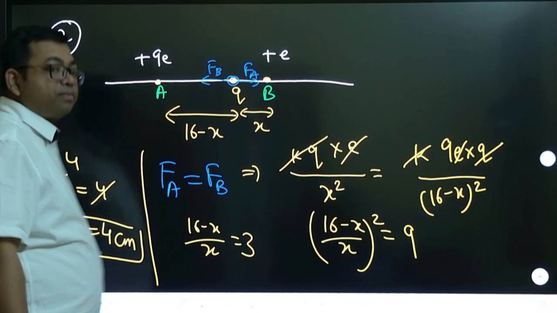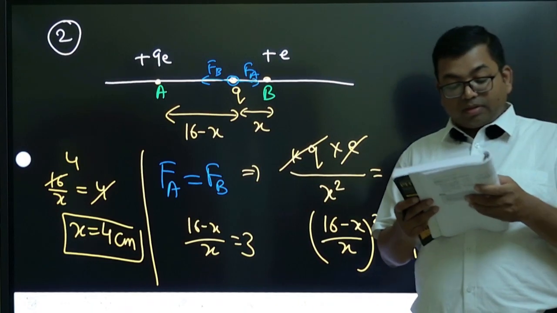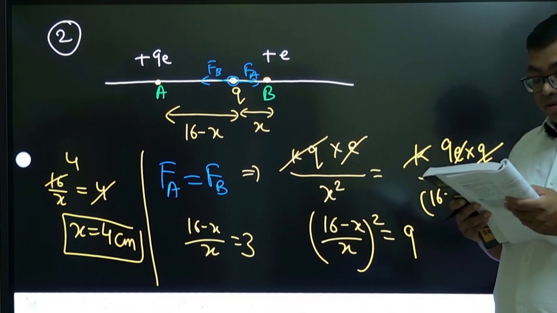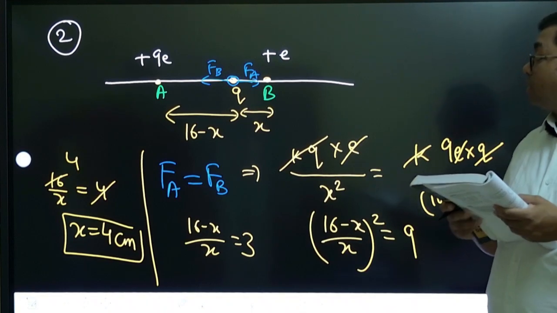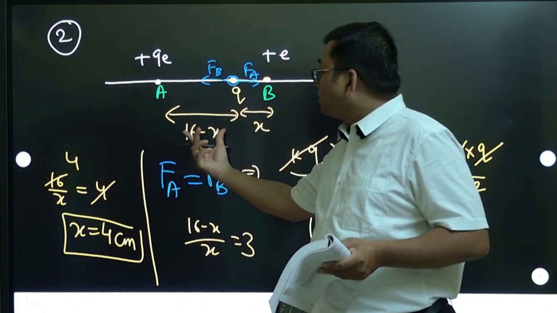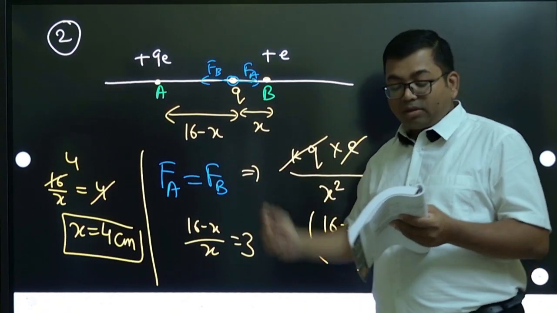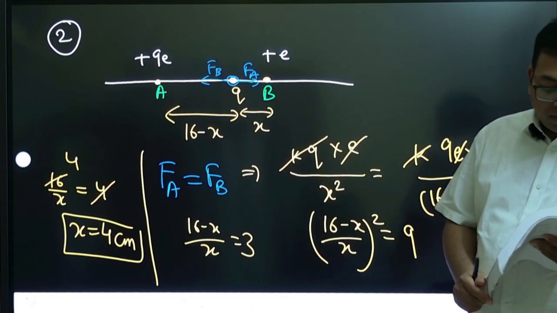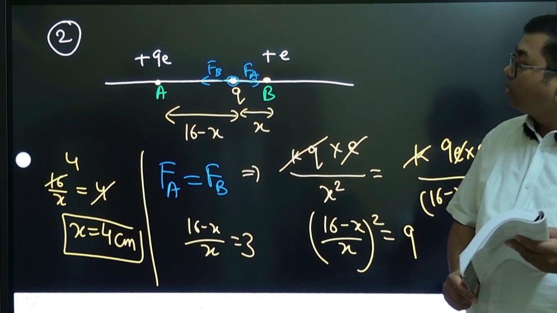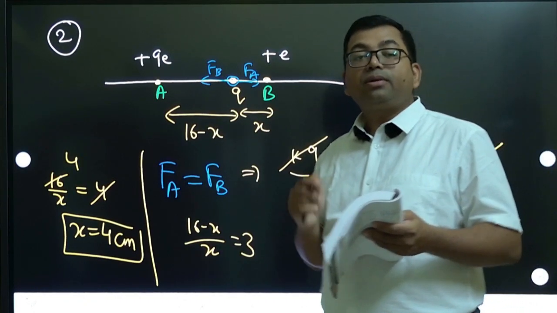Clear? Right. So x will be 4 and they are giving the options as how much distance from plus 9e and e. So from e it is 4. So from the other it is 16 minus 4, which means 12. So 12 centimeter from A, that means plus 9e, and 4 centimeter from B. So you will get the correct answer as option B, right?